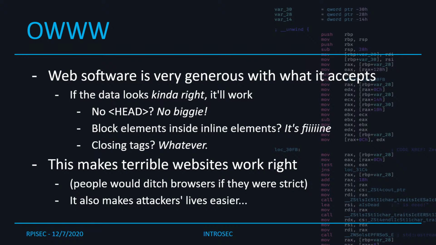So web technology tends to be really generous with what it accepts. If your data looks even remotely correct, it'll work. You forgot the head section, whatever. You have a block element inside an inline one. That's illegal, but whatever. Closing tags, you don't need them. So this can make websites that are pretty terribly made still work. And this is actually a necessity, because if browsers didn't support all these terrible websites, people would ditch the browsers. They'd go find one that does work. So it's kind of a race to the bottom, and that has made making the web secure somewhat challenging, because it also needs to be extremely reliable and very, very flexible.